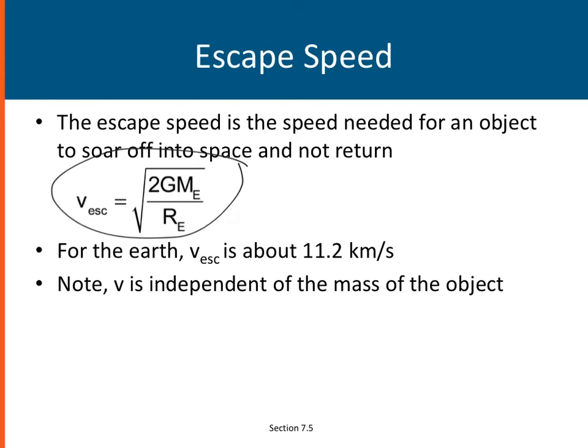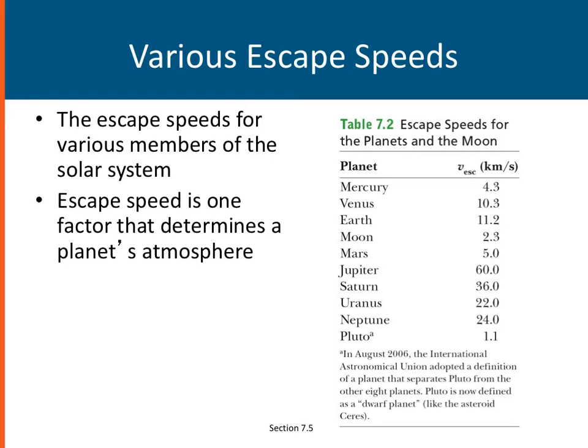Also notice that the velocity to escape is independent of the mass of the object. So whether it's a little tiny shuttle versus a big giant rocket, it doesn't make a difference. The escape velocity is the same. Here are just a list of some of the escape velocities for other planets. So it's one factor that determines the planet's atmosphere. The more atmosphere you have, the harder it's going to be to get out.